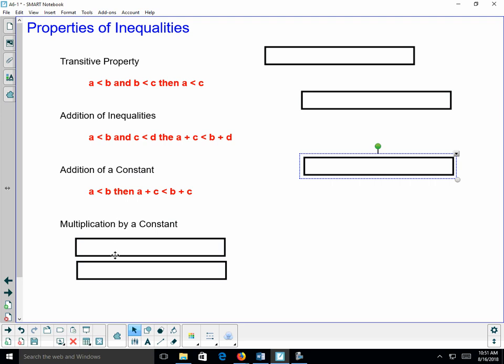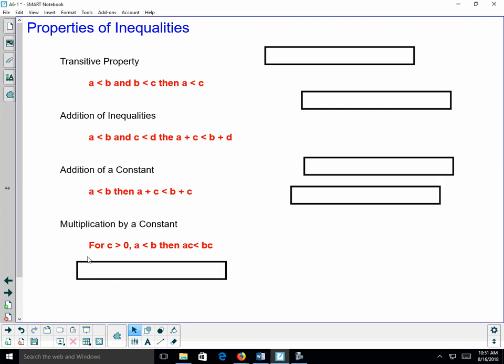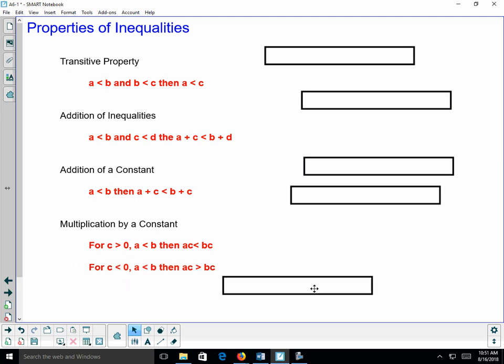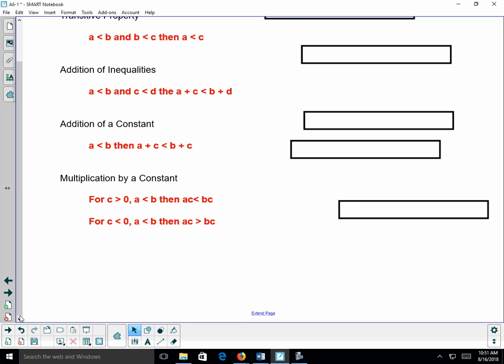If I multiply by a constant, that's where we start to get a little tricky. If my constant is greater than 0, in other words, C is a positive number, then the inequality symbol does not change. If my constant is less than 0, and I'm multiplying by a negative number, then if A is less than B, when I multiply both of them by a negative number, my inequality symbol will switch. Those are all in your book too if you need to go over this some more.